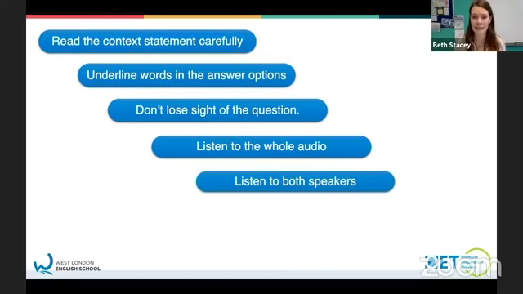And listen to both speakers. Even if it says, what is the man doing? Listen to both of them because they will always support each other in a conversation. So you'll be able to get the answers from both of them.